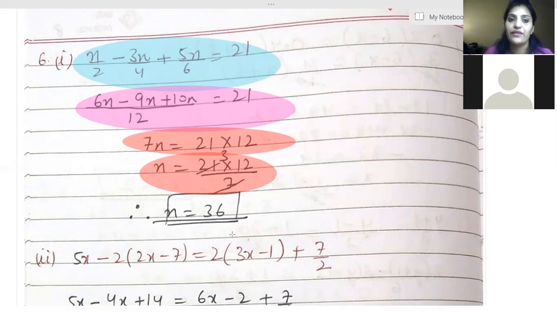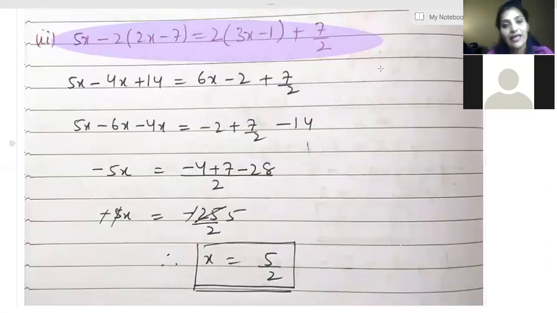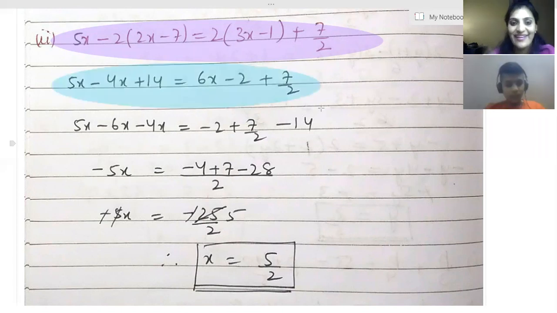Now the next question is the second part. Okay, now our next question is a little bit interesting. It is saying 5x minus 2 into 2x minus 7 is equal to 2 into 3x minus 1 plus 7 by 2. Now first of all, we need to open up the brackets. So I'm getting 5x minus 4x plus 14 is equal to 6x minus 2 plus 7 by 2.